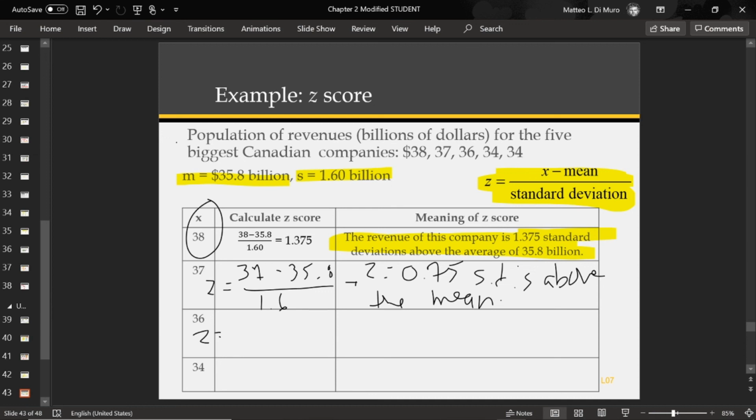Let's do another one. I'll write out the work for this one. So x is 36. The mean is 38.5, divided by 1.6. What do you get? Z equals, I got 0.125. So what does it mean? It means that this company makes enough money that they are 0.125 standard deviations above the mean.